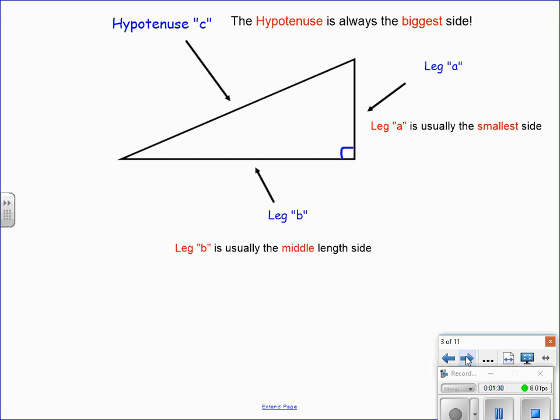As you can see in this diagram, I've labeled all three sides. Usually one side is referred to as side A, which is usually the smallest side. Side B is usually the middle length side. And side C is the hypotenuse. Again, represented by letters A, B, and C. Again, this is the 90-degree angle here.